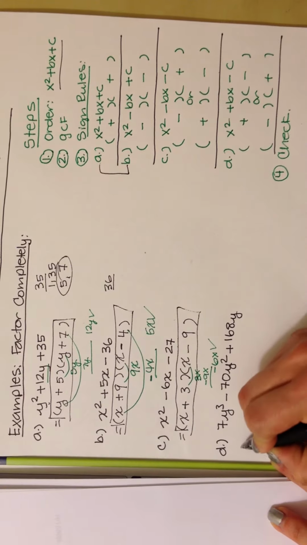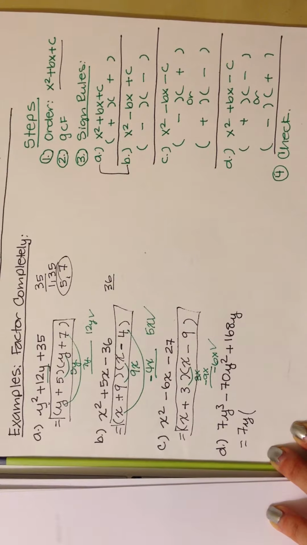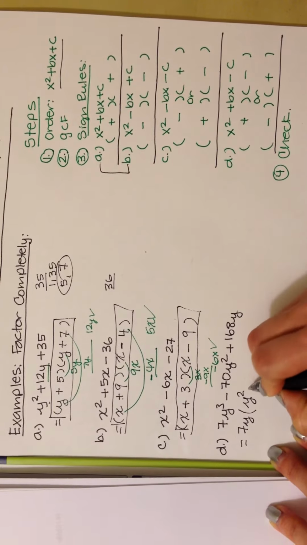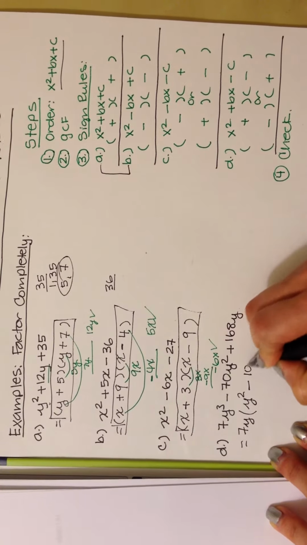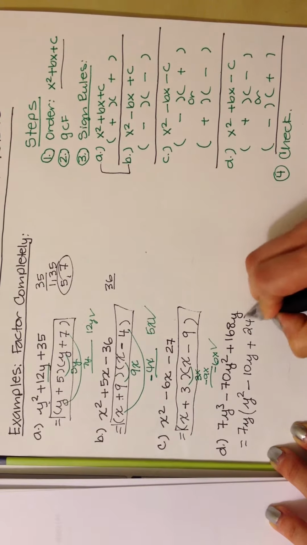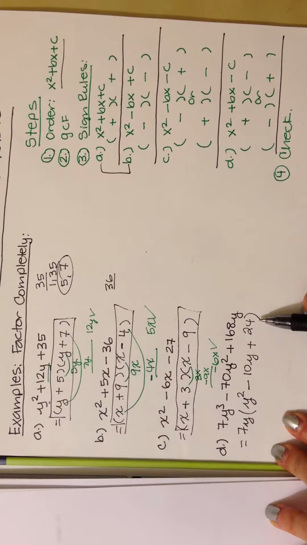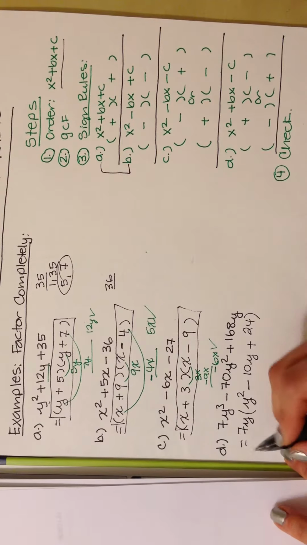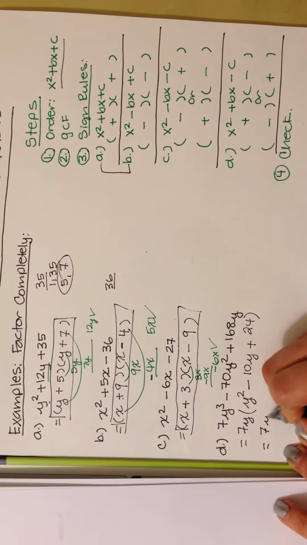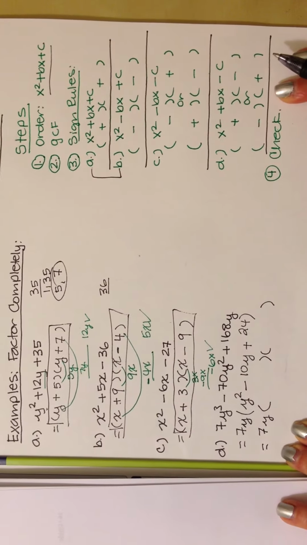So we need to factor out our greatest common factor first, 7y, and then we're left in the parentheses with y squared minus 10y plus 24. And then the trinomial that's inside the parentheses needs to be factored. We have one more step. Make sure you bring down your GCF, and write 2 parentheses. And now we look at this carefully.